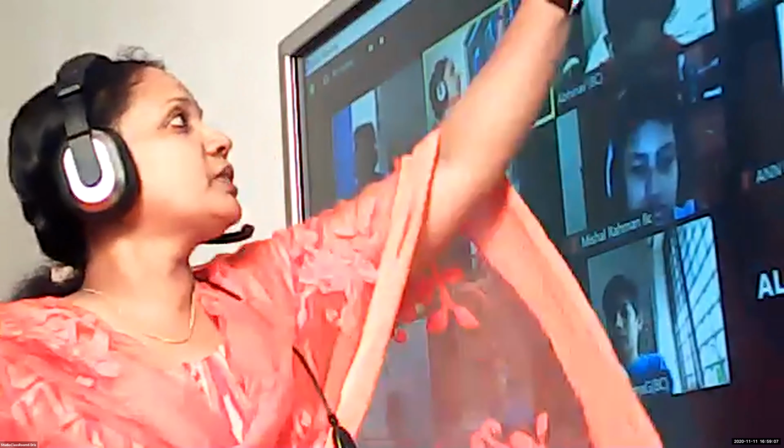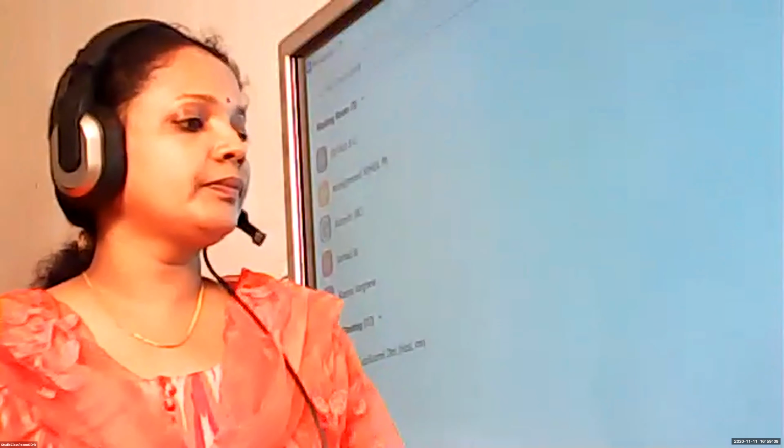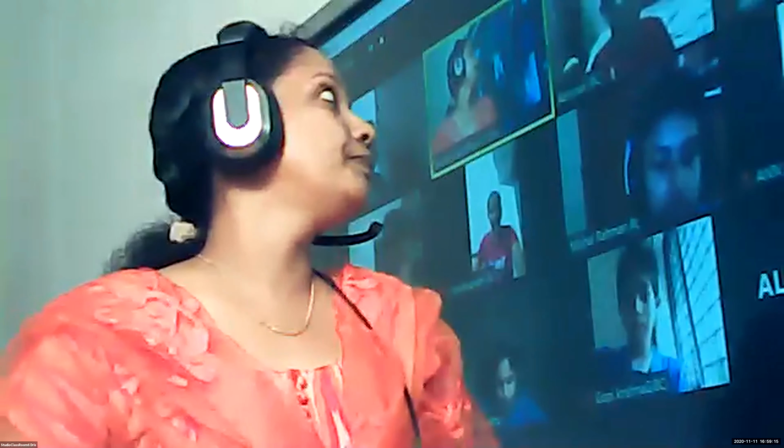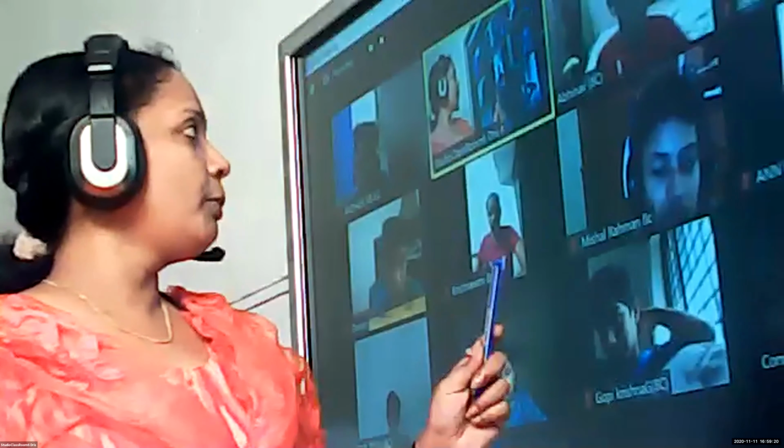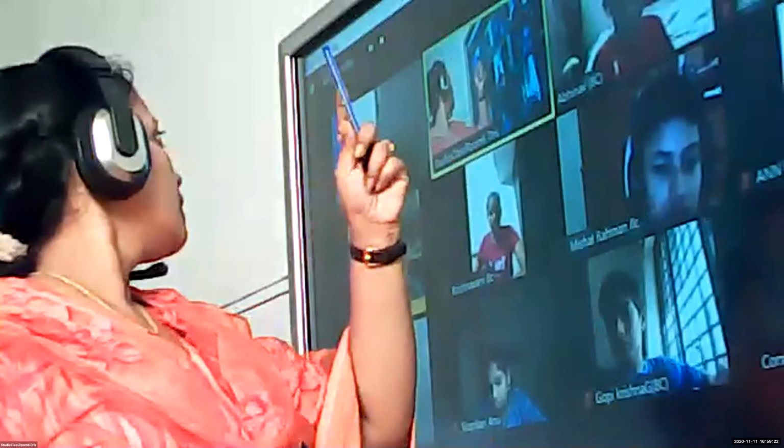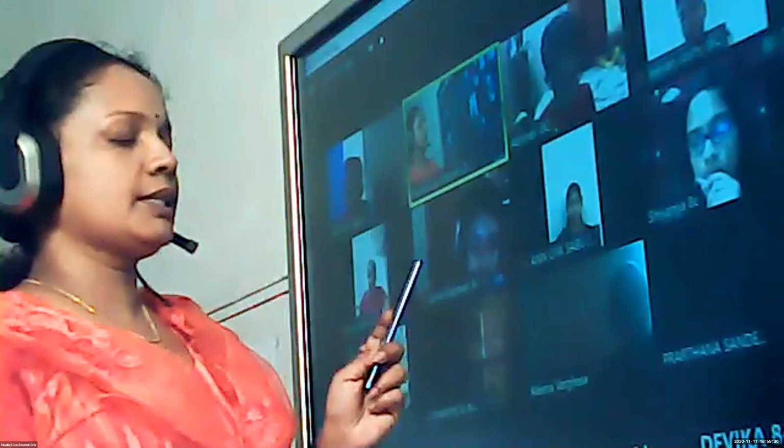And the smallest? Abhinav, can you tell me which is the smallest cell? Abhinav, which is the smallest cell? Bacterial cell. Bacterial cell, correct.